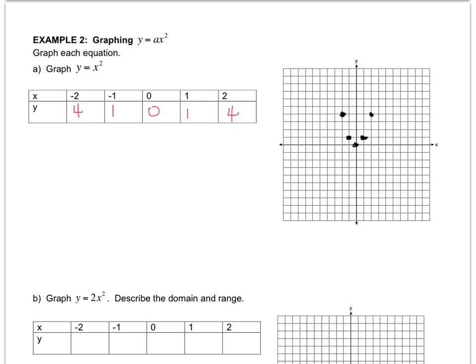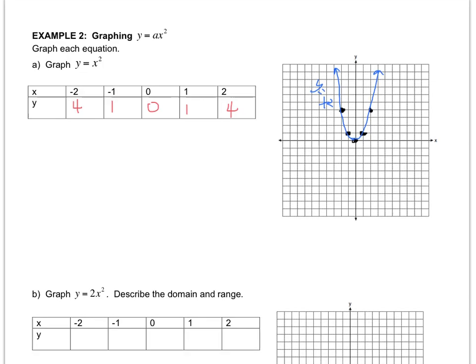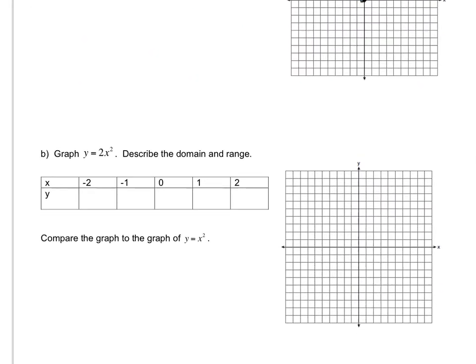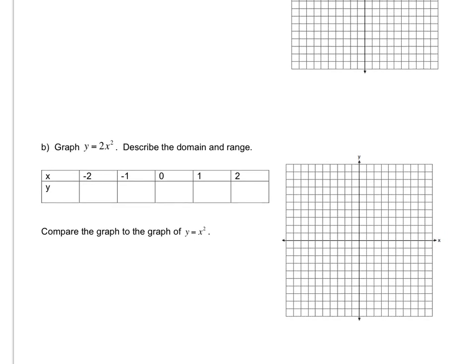Now, just like when we did our exponentials, you want to connect them without a ruler, freehand, using a smooth curve, and it'll end up making a U shape. And we want to label our graph y equals x squared. I'd like you to try letter B. It's asking you to graph something, but before you graph it, you have to finish the table of values. I'll fill in the table of values with you, and then you'll go and graph it and finish the question on your own.